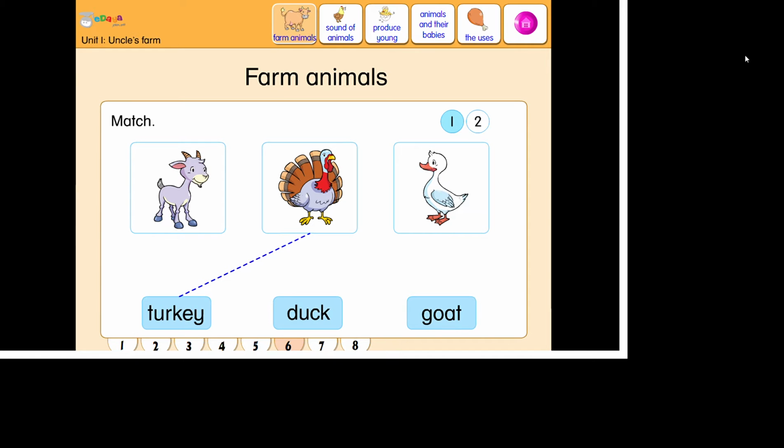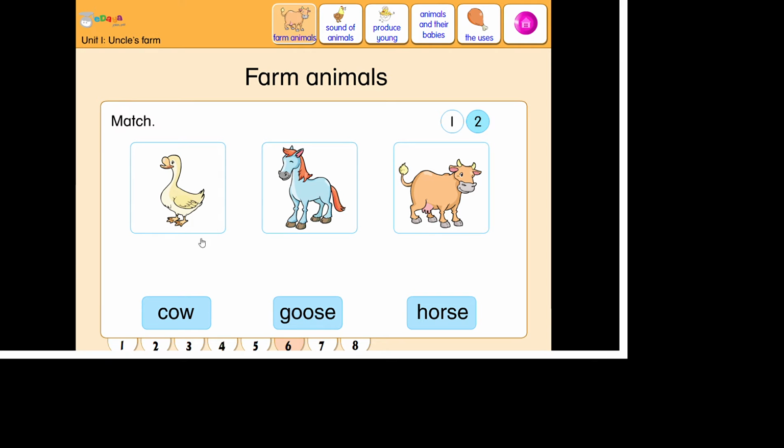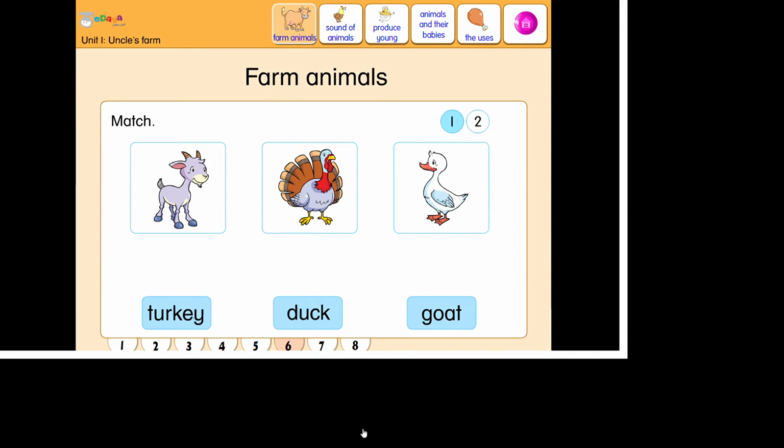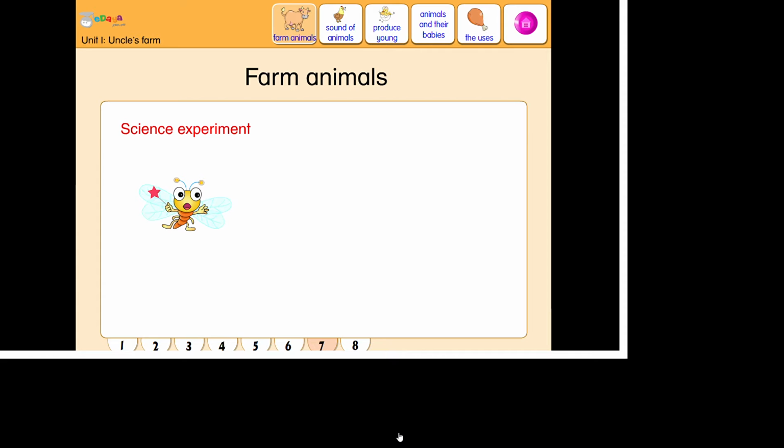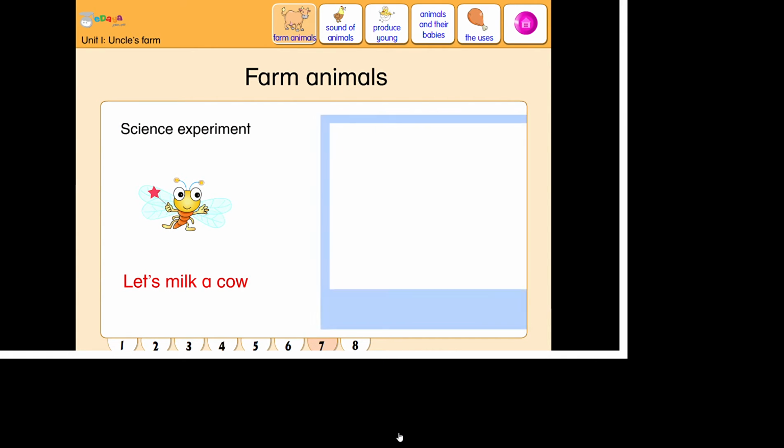This is turkey, goat, and duck. Goose, horse, cow. Science experiment. Let's milk a cow.